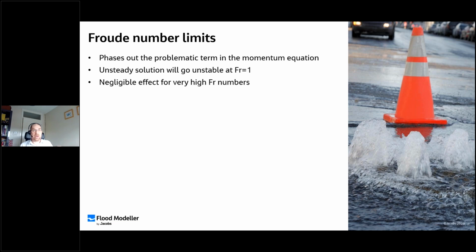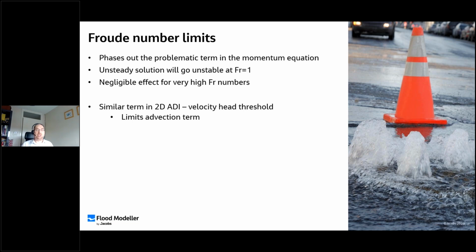The downside of that is it smooths over the physical hydraulic jump. When it's very supercritical, when the Froude number is a lot greater than 1, that term is negligible, so the solution is pretty accurate. At low Froude numbers, that term is completely in there. So again, the solution is accurate, and it just loses a bit of accuracy across that hydraulic jump.